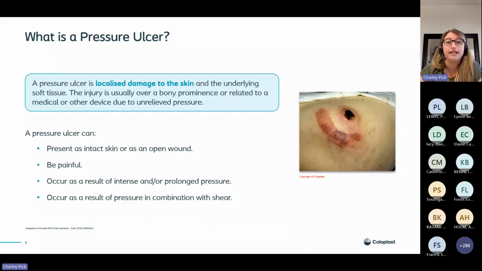They can be present as intact skin or as an open wound. So your category 1 would be your intact skin. Your category 2 clear fluid-filled blister would also be intact skin. And then anything that has open skin is obviously an open wound. They can be extremely painful, and what you often find is patients with the category 1 and 2s are more painful than those that are 3 and 4. They occur as a result of that intense or prolonged pressure, but can be also in combination with shearing.